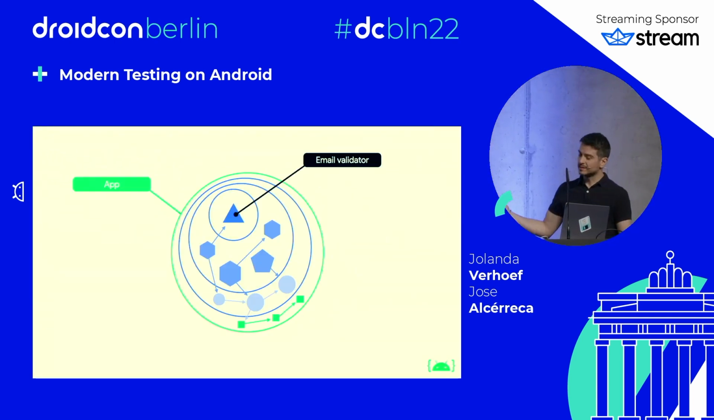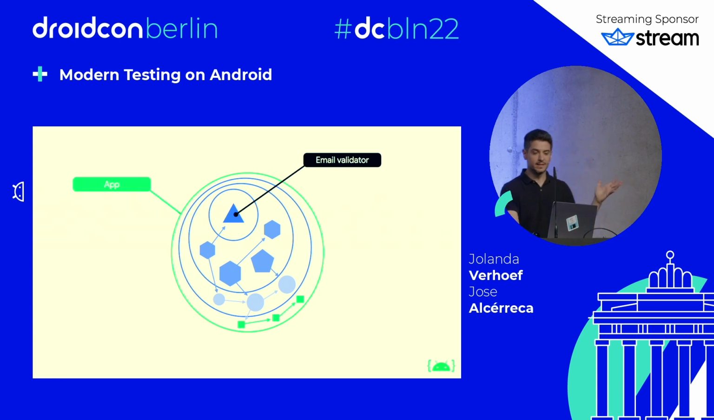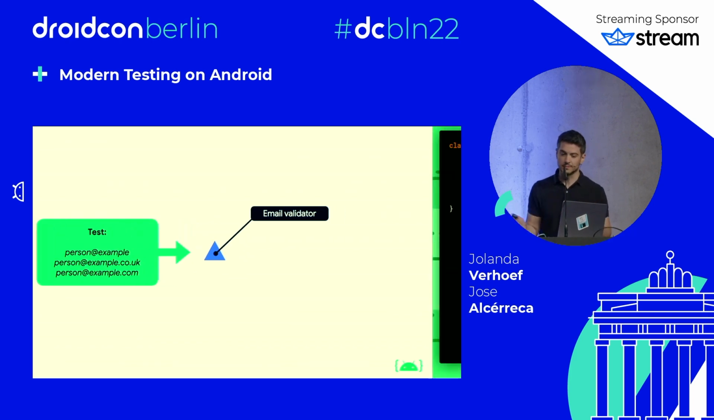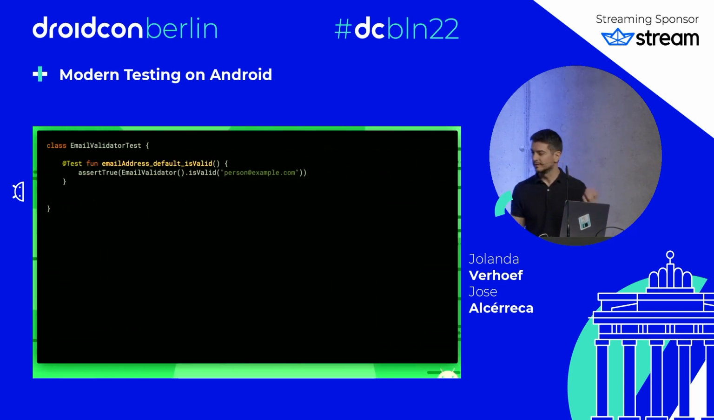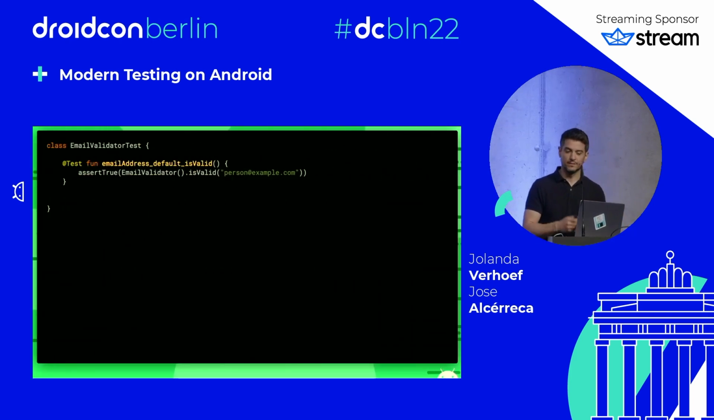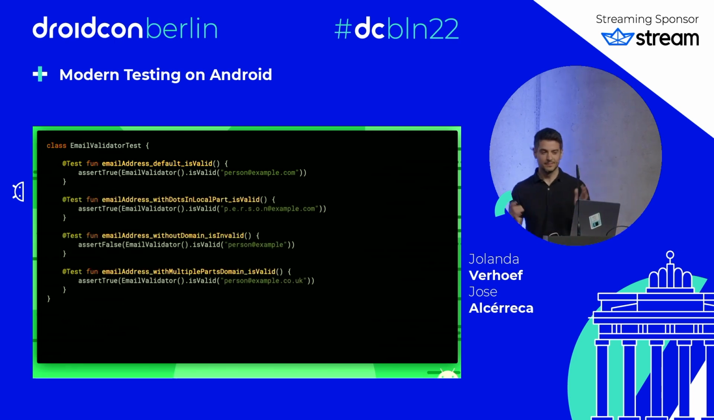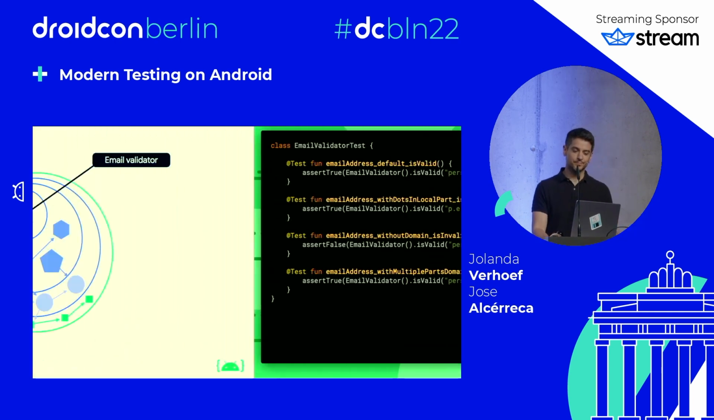So this is a dependency graph of our app. The email validator, as you can see, has no dependencies. So this means it can be tested in isolation. This is the simplest test possible. As we saw before, we can just call a method and verify if the result is true or false. It's very easy to scale. Obviously, you would never do it this way. But the point is, it's very easy.